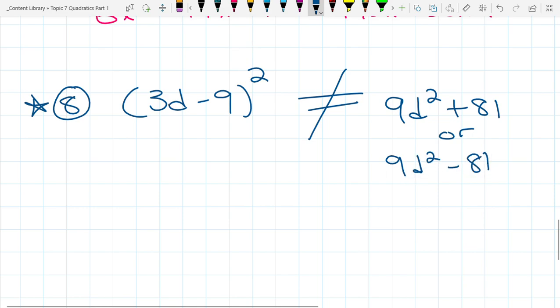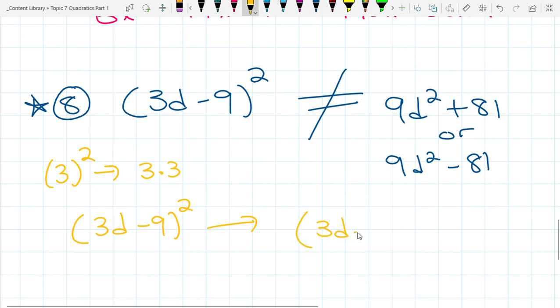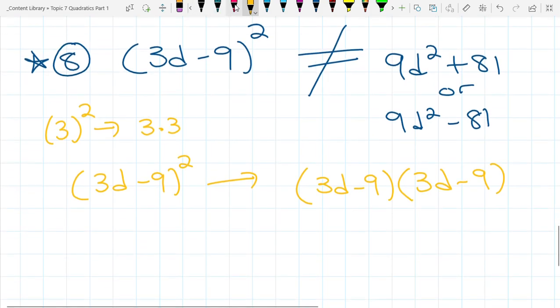Because they go, oh, well, you just square the two things on the inside. Not true. What this is saying is that the inside is being multiplied by itself twice. Just like if I wrote 3 squared, that would be 3 times 3. If I do 3d minus 9 squared, that is 3d minus 9 times 3d minus 9. If you write it the long way, then all of a sudden you see that this is where you can't just simply square the two numbers and be done.